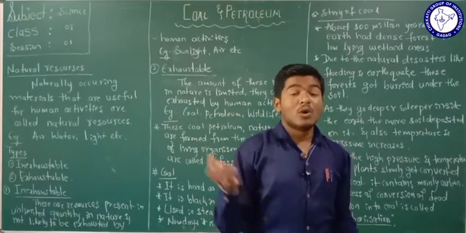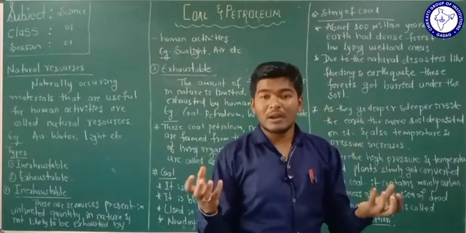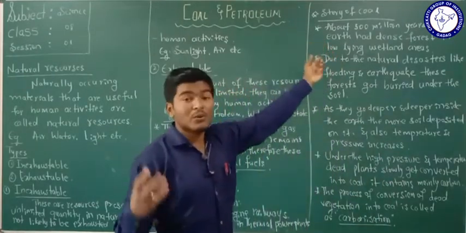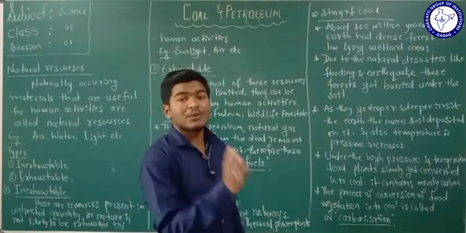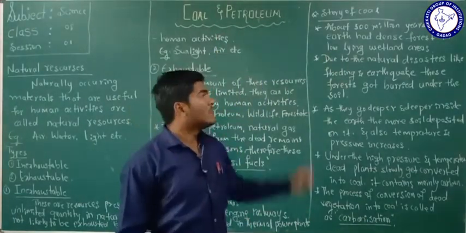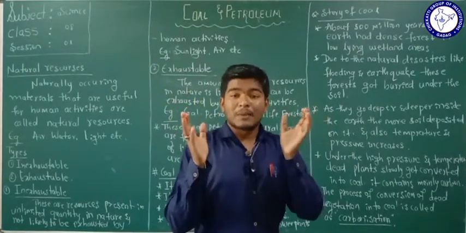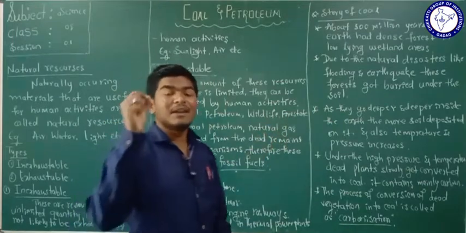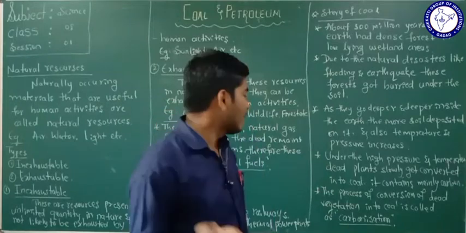into coal. For a new coal, if we were going to farm it, we would have to wait about 3 million years to convert a plant into coal. So you have to remember how long a process it is to convert a plant into coal. And that coal mainly contains carbon. It is the main component.